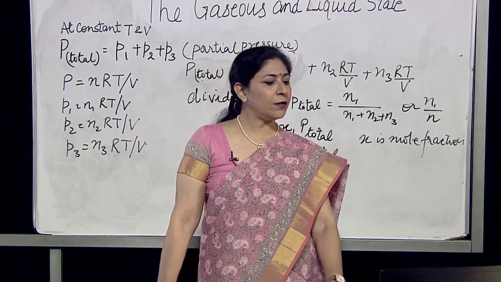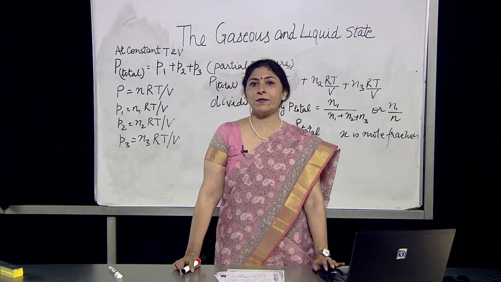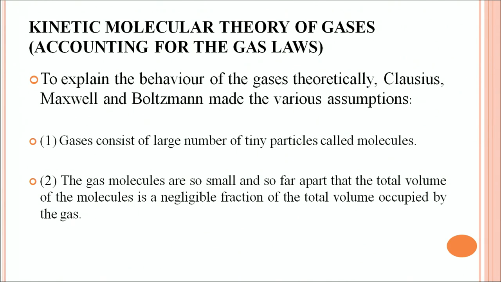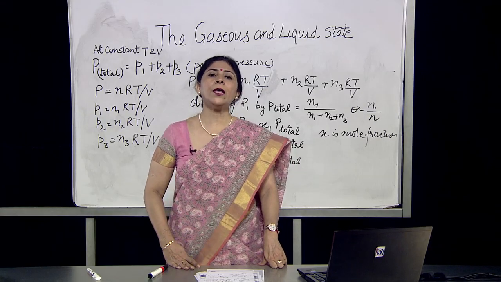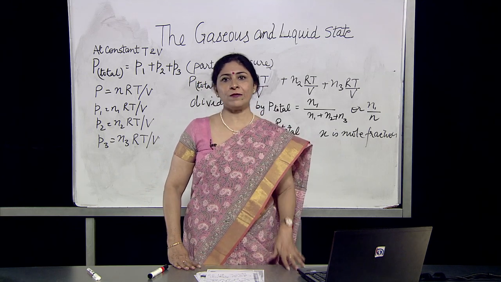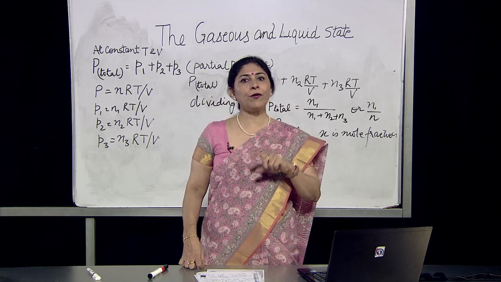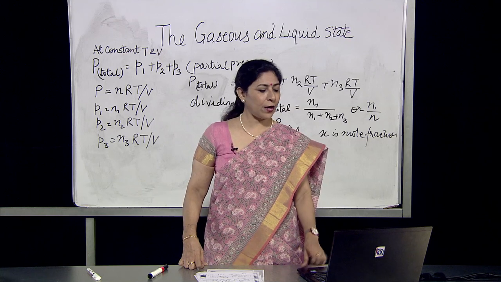Now next is the kinetic molecular theory of gases. To explain the behavior of gases theoretically, Clausius, Maxwell and Boltzmann made various assumptions. The first assumption was that gases consist of a large number of tiny particles, molecules, that we are familiar with, that all gases are made up of molecules. Second, the gas molecules are so small and so far apart that the total volume of the molecules is a negligible fraction of the total volume occupied by the gas. We can describe this by taking the example of compression. The volume is very, very high, and because of that we can compress the gas. So you can relate compressibility with the second postulate of kinetic theory.